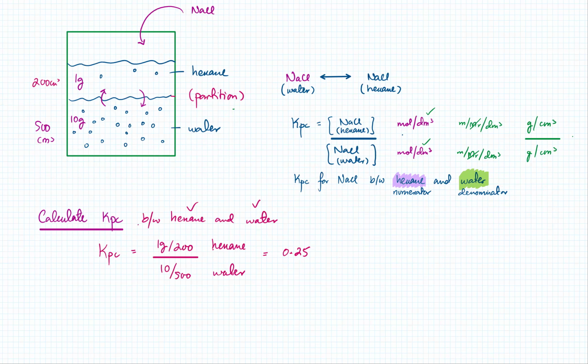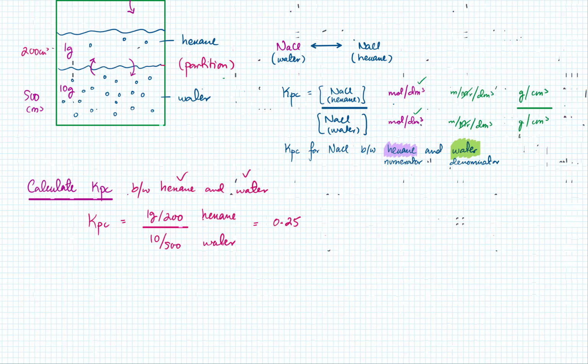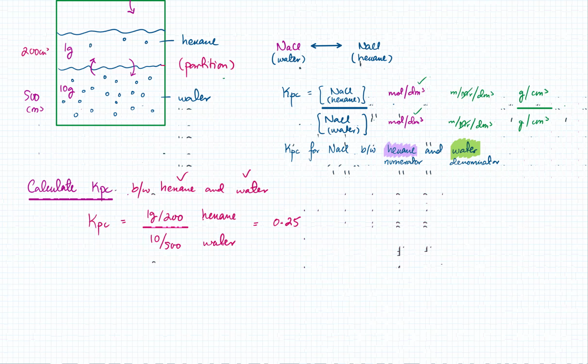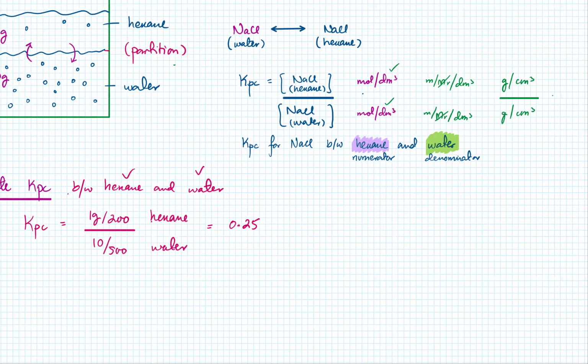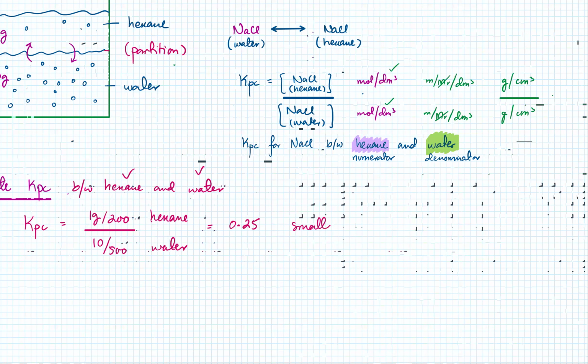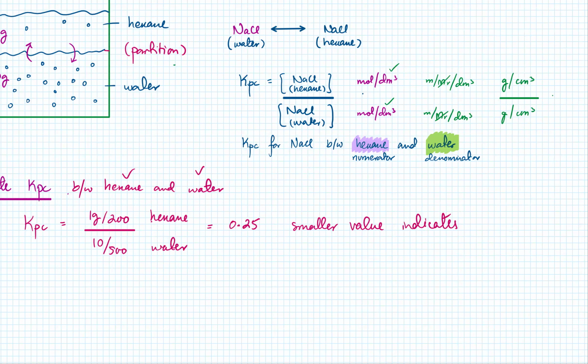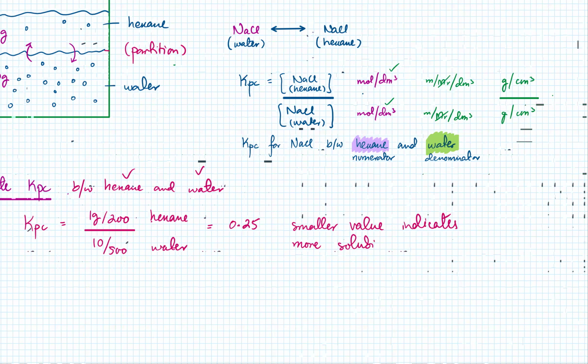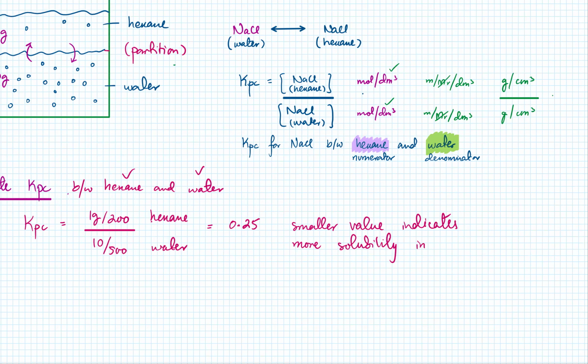If you have a low value of KPC, that indicates that the substance is more soluble in the denominator layer. So a smaller value indicates more solubility in the layer that appears in the denominator, and vice versa.